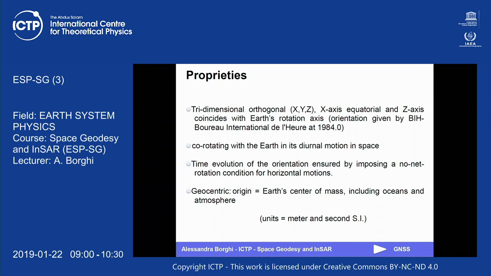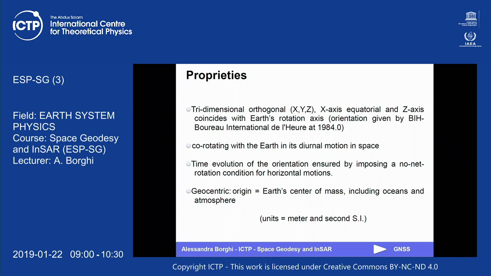So the properties we have already seen: a three-dimensional orthogonal axis system, with the orientation of these axes given by the Bureau International de l'Heure at this time, co-rotating with the Earth. It has a no-net-rotation condition for horizontal motion. Well, we are going to see what a no-net-rotation condition in the velocity is. We see it later. I have a session on this definition.